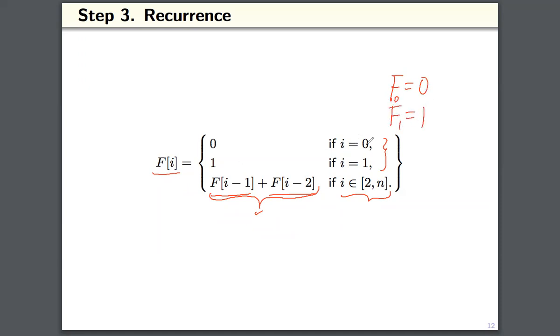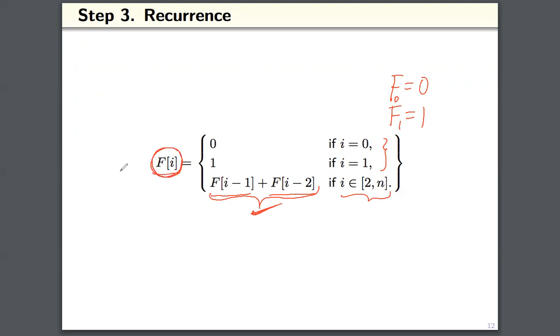Hence we have written f[0] is 0, f[1] is 1, and f[2] is, apply this recurrence, right? f[3] is, again, apply the recurrence. f[4] is given by the recurrence, up till f[n]. So this is a generic subproblem.